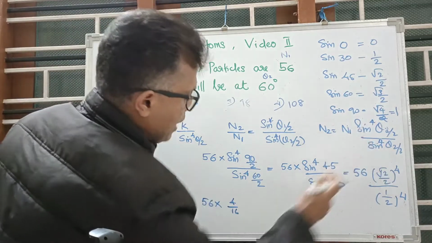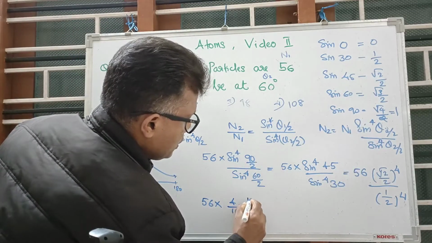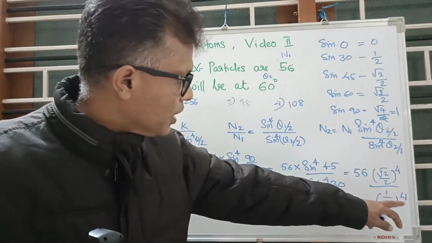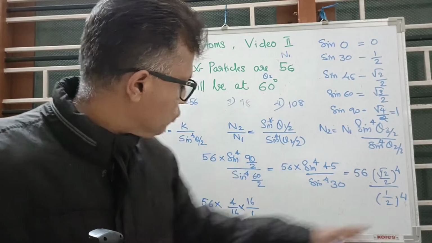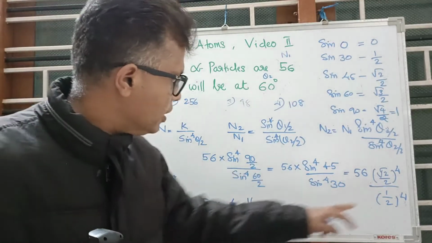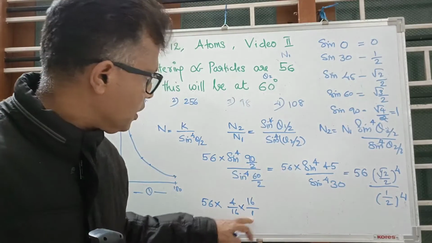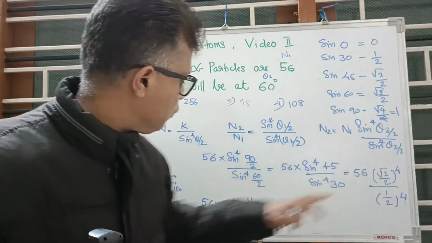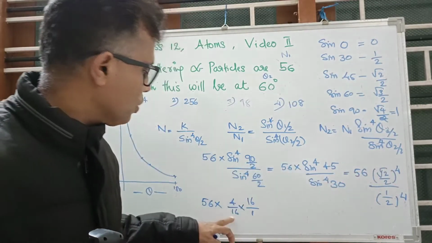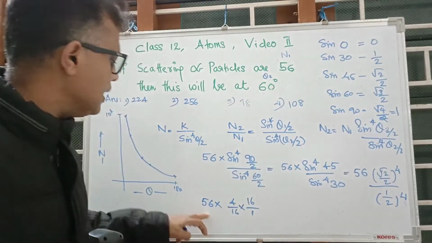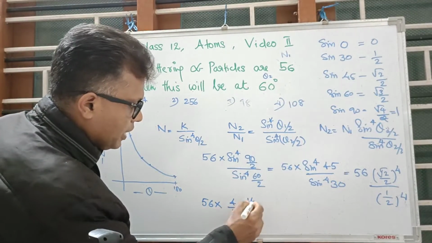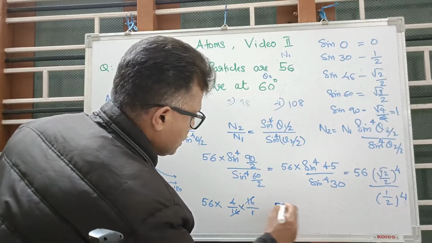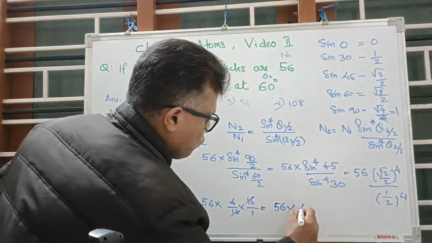So this one I am putting back as 16 by 1. Clear, no? So 1 raised to 4 is 1, 2 raised to 4 is 16. Root 2 raised to 4 is 4, and 2 raised to 4 is 16. So 56 is there again. So cancel, cancel. It is going to become 56 into 4.